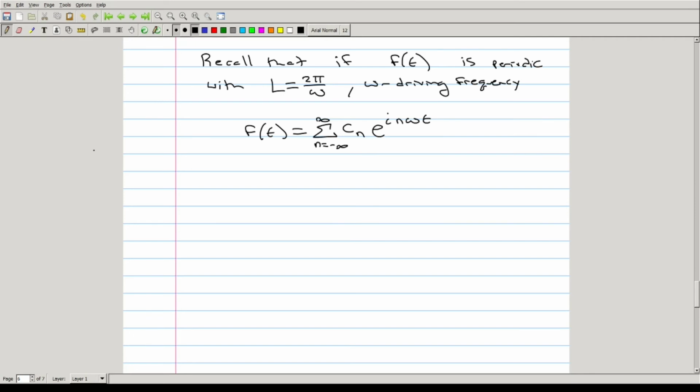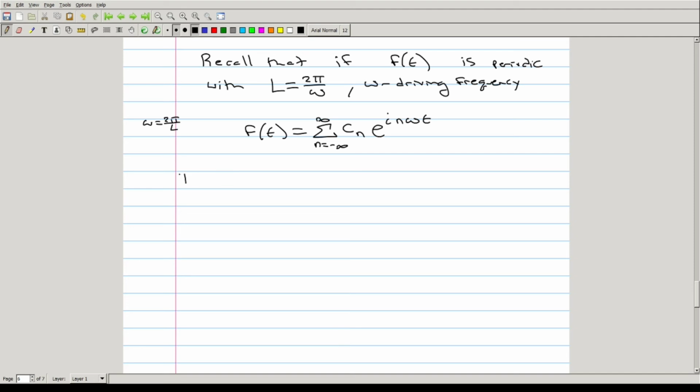Recall here that if you were to plug in, you can directly get this back in terms of AN's and BN's, as well as this omega right here. Omega is equal to 2 pi over L. So this is a little bit of a simpler way of thinking about f of t and the driving frequency. But you could very easily convert this back to the standard Fourier series representation. We're just going to use this because it's a little easier to write down and manipulate mathematically.